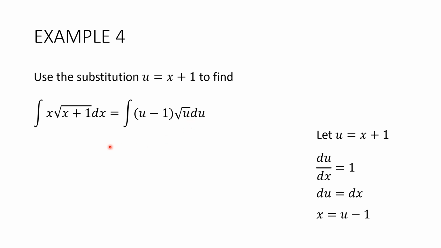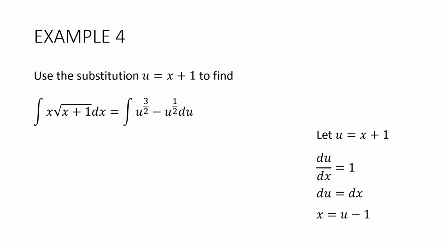I couldn't do anything with it like this. But now I can expand these brackets. So we end up with u square root of u minus the square root of u du. Let's go into index form, and we're ready to integrate. Now this question does become a little cumbersome because of the fractions, but you just need to practice.